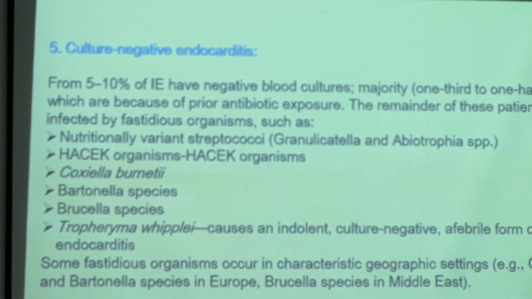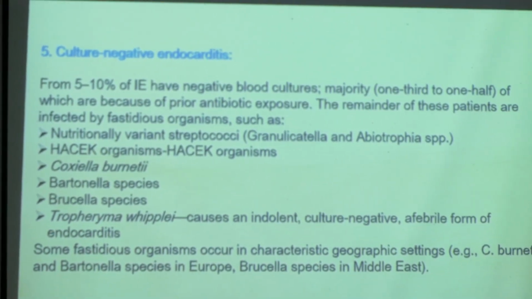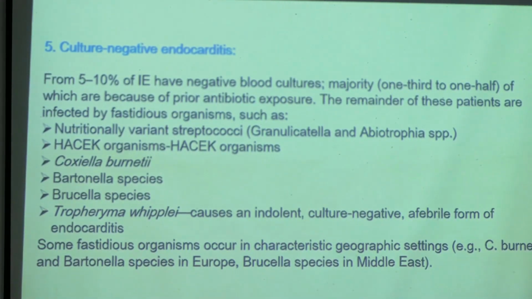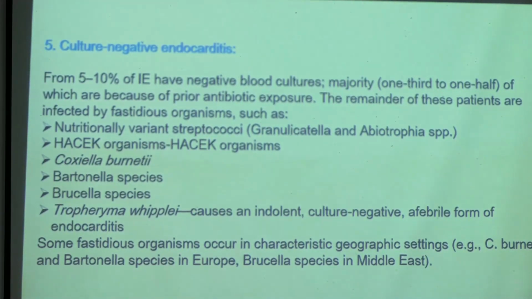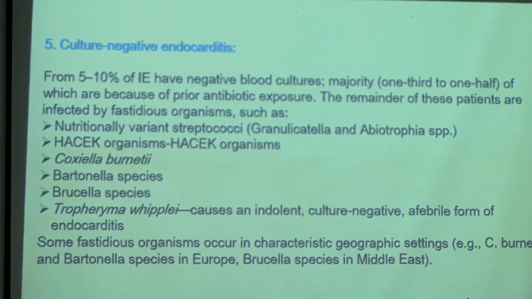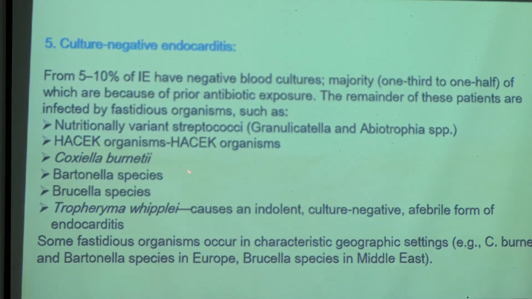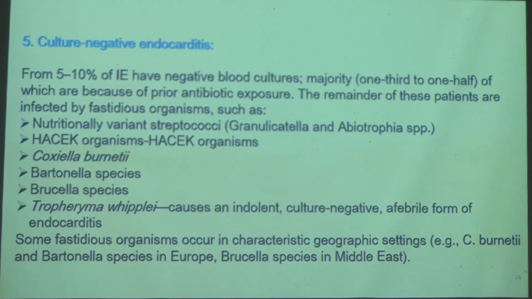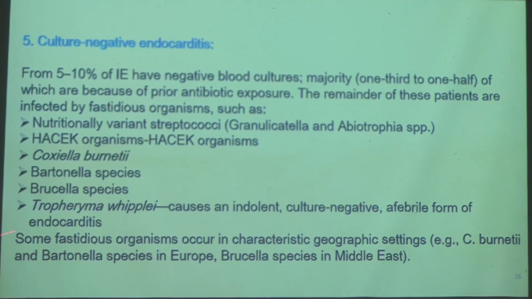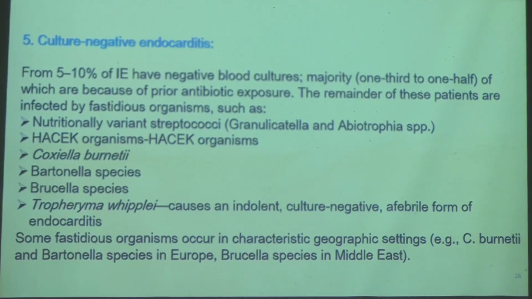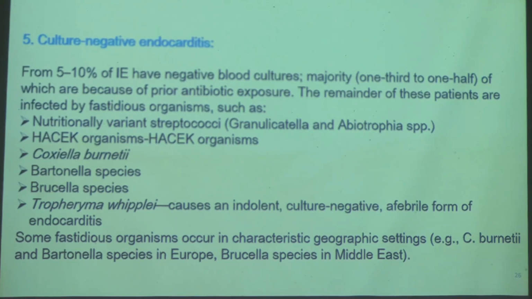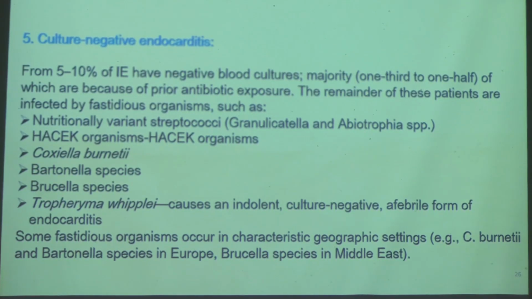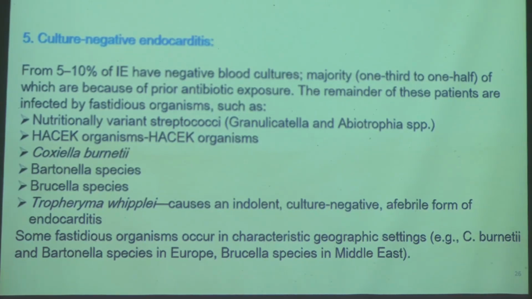First group, your HACEK group. What is HACEK group? We'll learn what is HACEK group. These are the names of the organisms, HACEK. There are 5 different organisms in this group. Then you have nutritionally variant streptococci. Then you have Coxiella, Bartonella, Brucella, Tropheryma. All these are fastidious organisms and they are very difficult to culture. So that's why you are having a culture negative endocarditis.